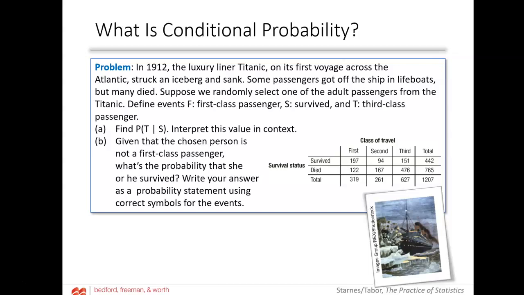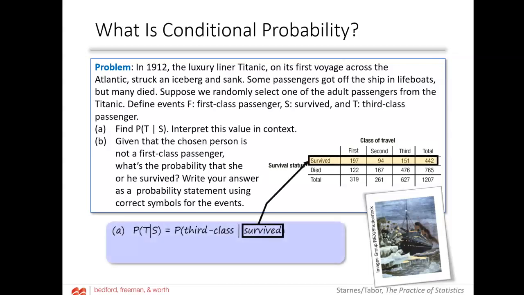Before we look at the math, we got to think about what we know about the Titanic. And I'm going to be honest, most of what I know about the Titanic, I know because of the movie. Yes, the movie. Third class passengers were not really given a lot of opportunity to get on the lifeboats. So I would imagine not so many survived.